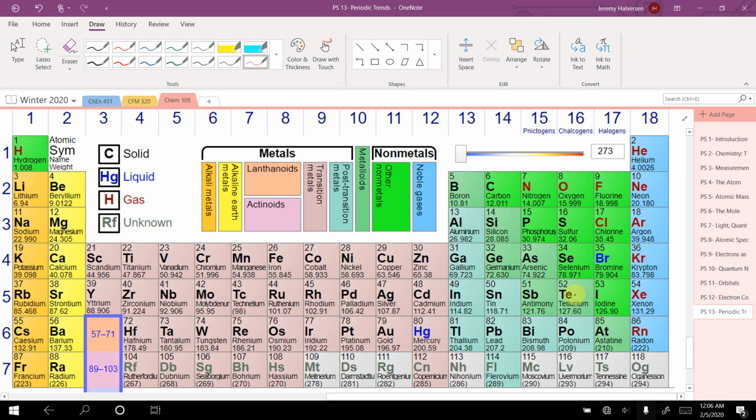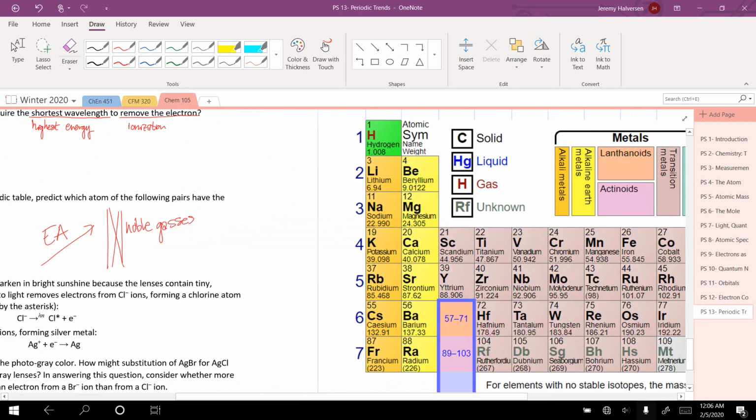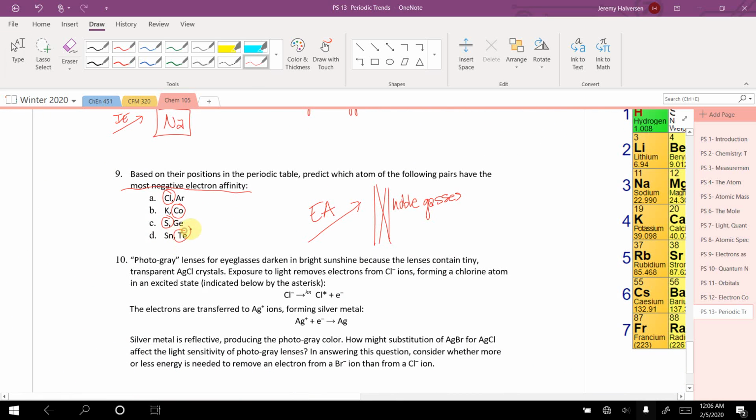All right, so tin and tellurium. Tellurium is further to the right, and therefore it is going to be higher in electron affinity.